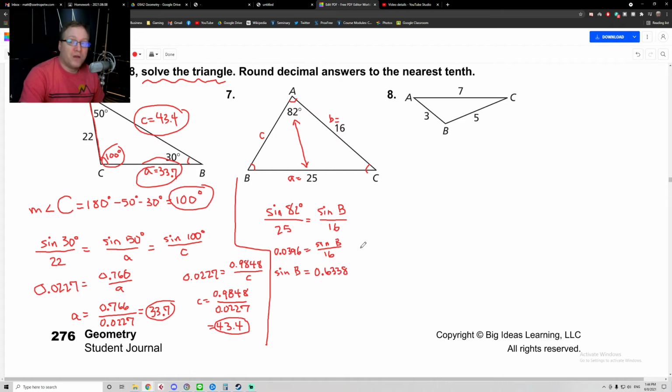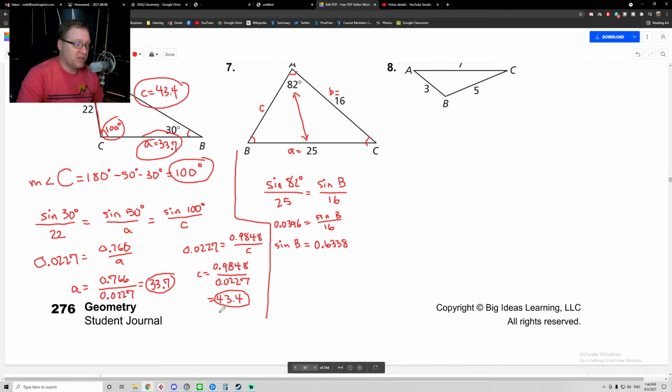Okay, so we know that the sine of B equals 0.6338. Now we need to find what B is. The way we do this is we have to use a new kind of function on your calculator. It is called the inverse.